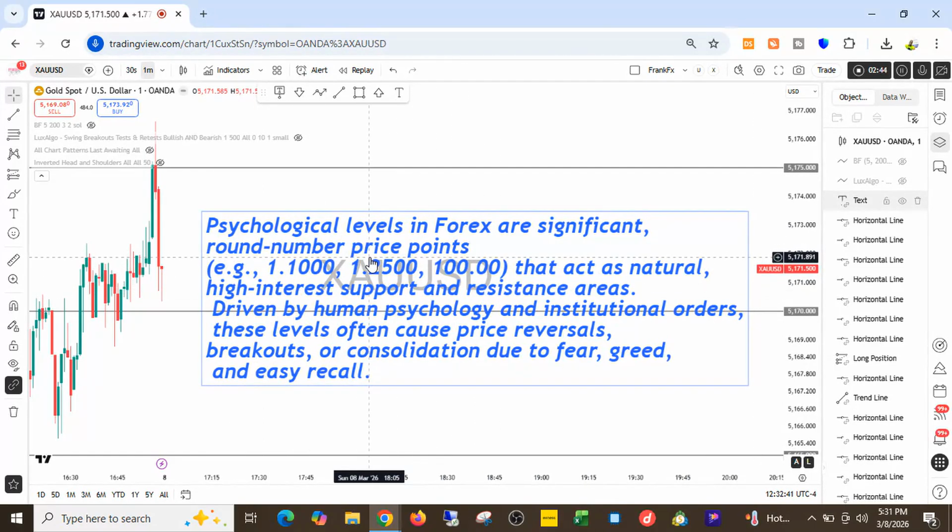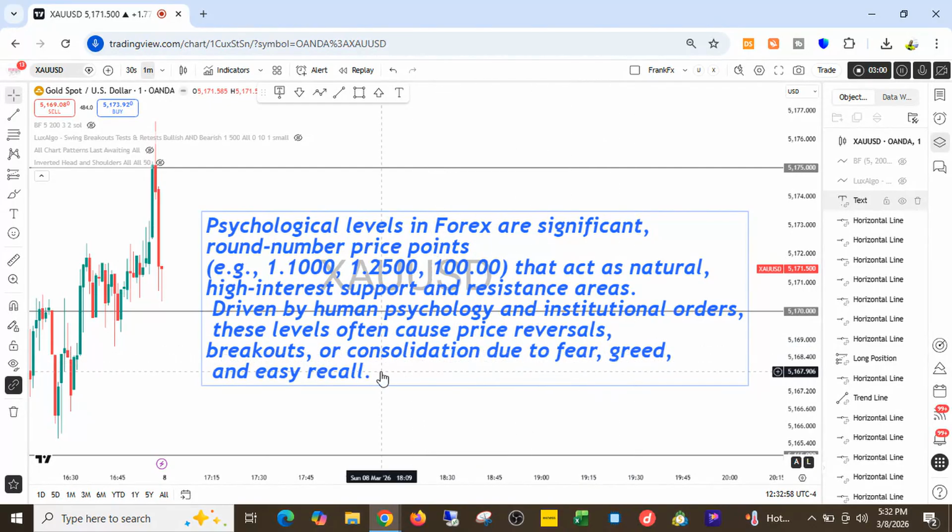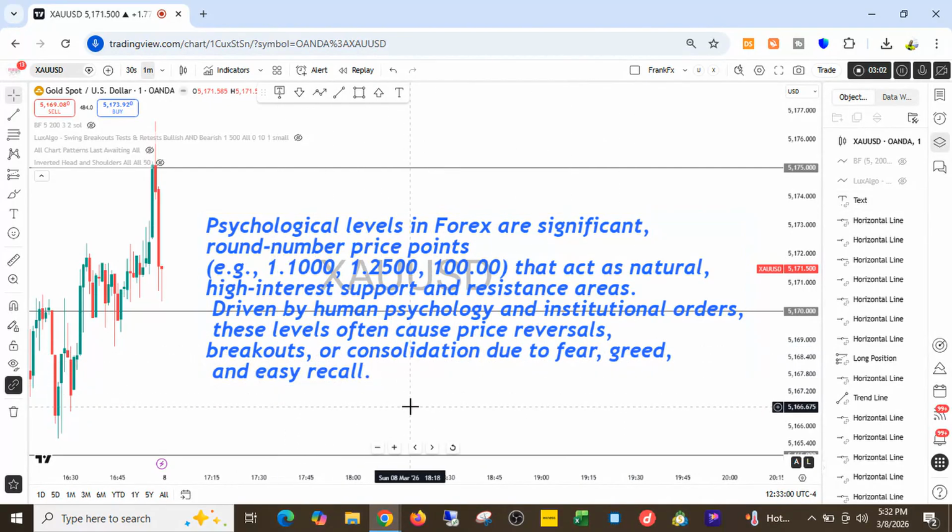It is a random price point that acts as a natural high-interest support and resistance area driven by human psychology and institutional orders. Those levels often cause price reversal, breakout, or consolidation due to fear, greed, and being easy to recall. So, why psychological level? Let me give you an example.